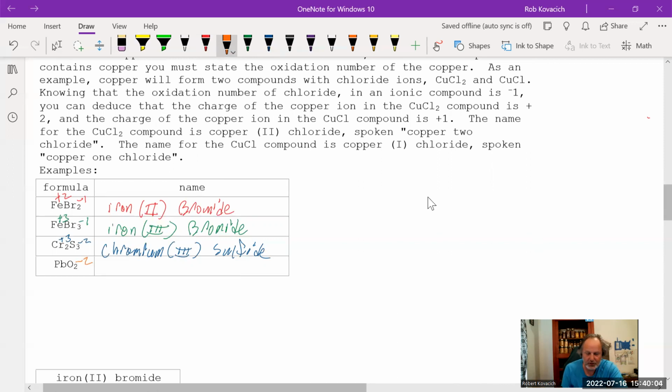Okay. The next one, the oxygen's charge is a -2. And so -2, -2 is -4. And so then my lead's charge has to be, in this case, a +4. Okay. So then I'm going to say lead 4 oxide.